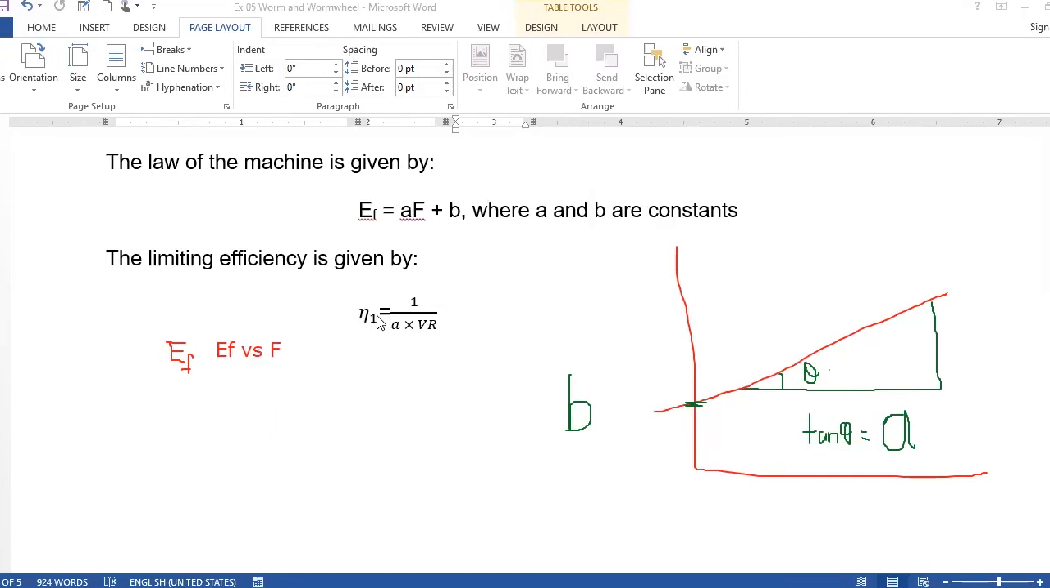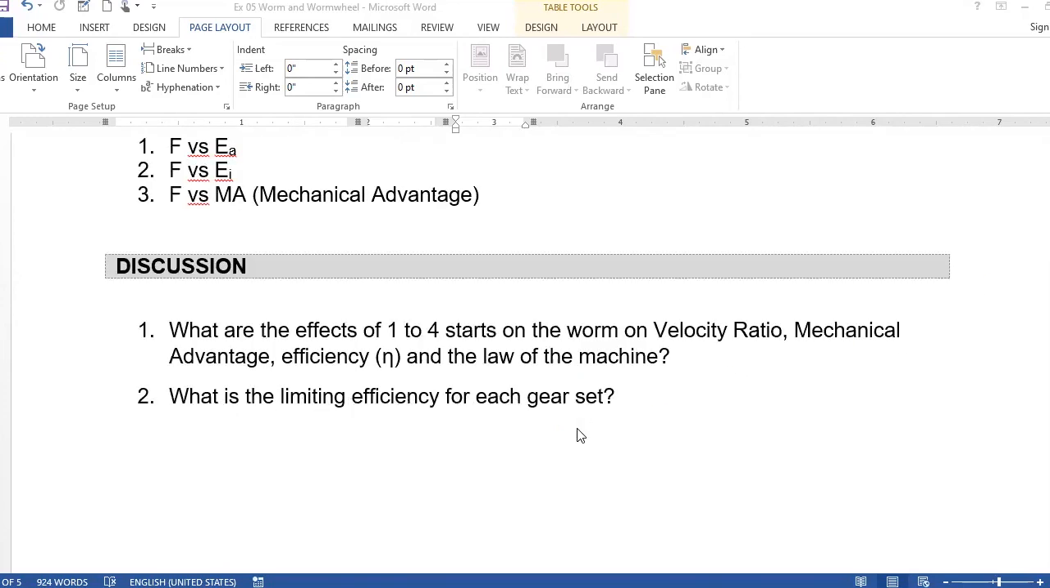You need it for both gear set 1 and gear set 2. So if you draw these two graphs, then you can find A. If you find A, then you can insert A and VR, you know VR for each gear set. Then you can derive the limiting efficiency for each gear set. This is your second discussion question, right? What is the limiting efficiency of each gear set? So you have to draw that graph, the friction effort versus load, find A, and insert the A values into that equation. Then you can get the limiting efficiency of each gear set.